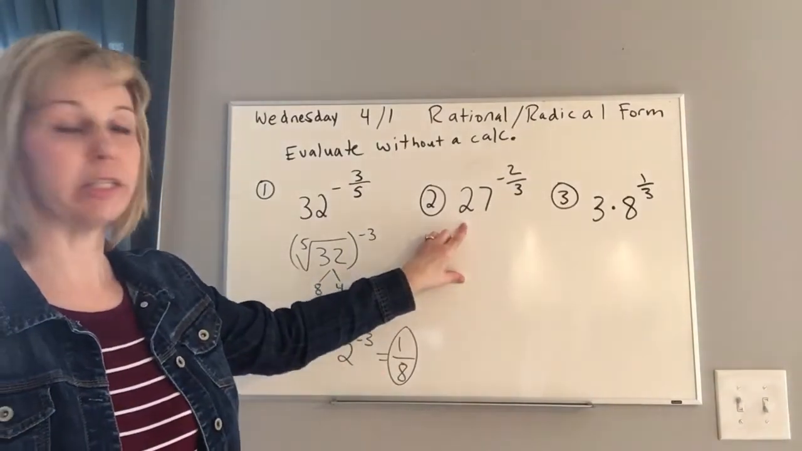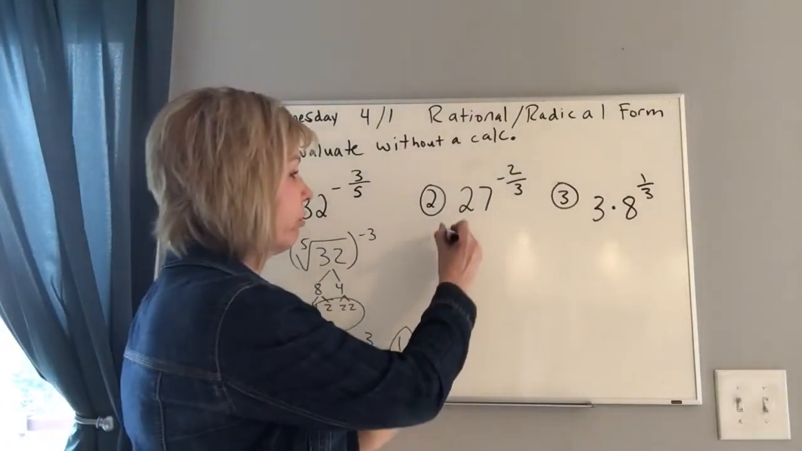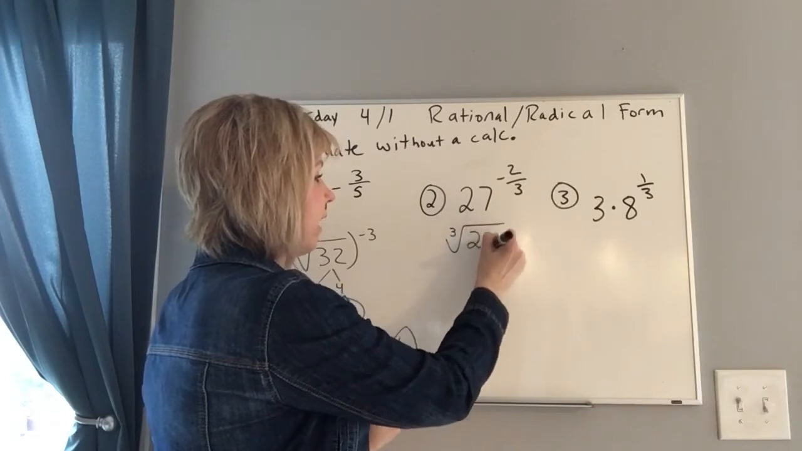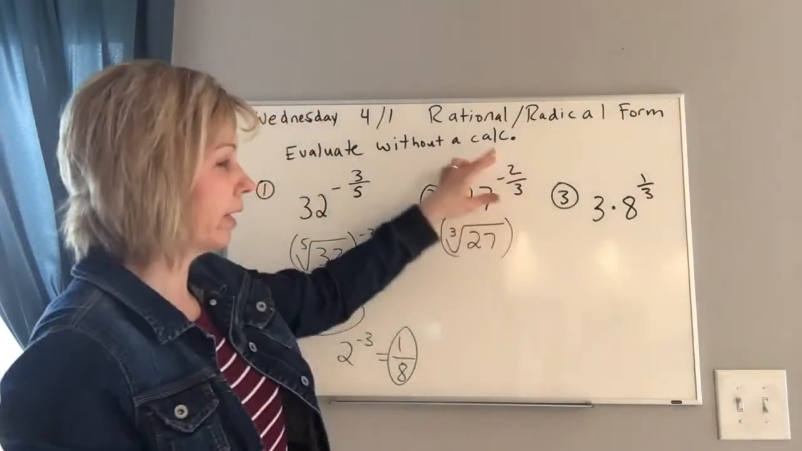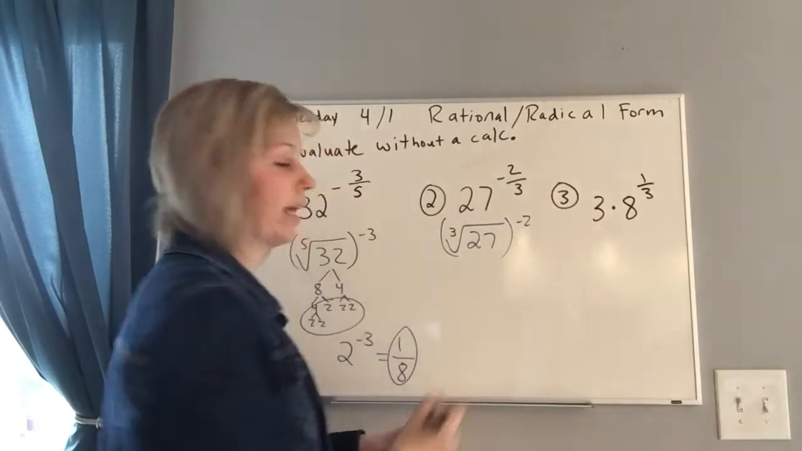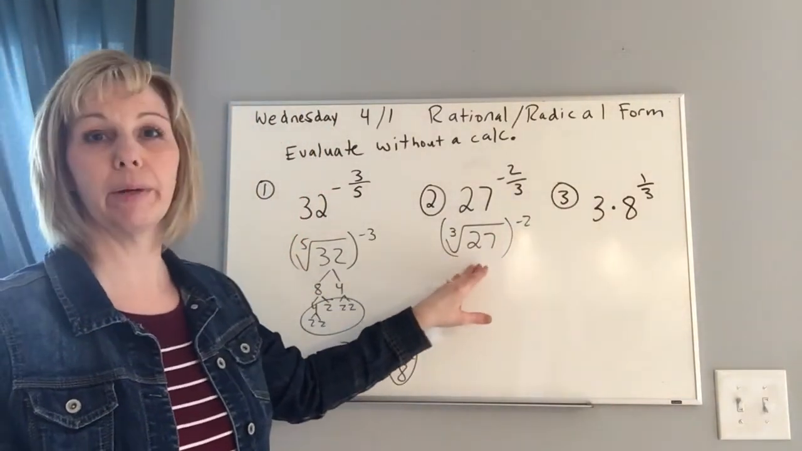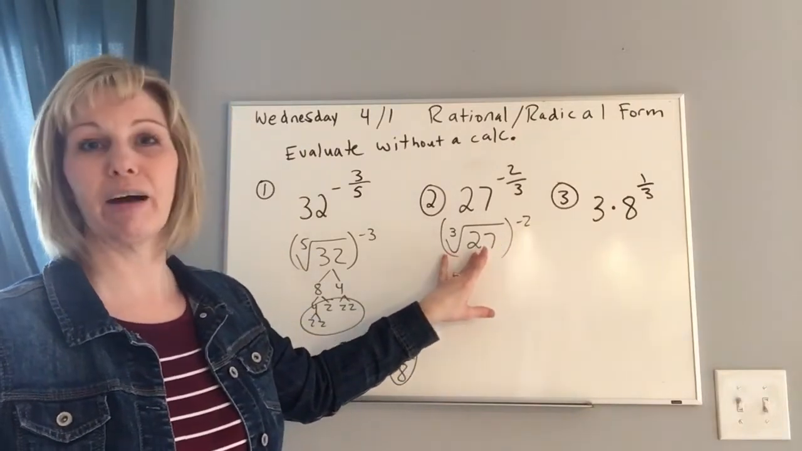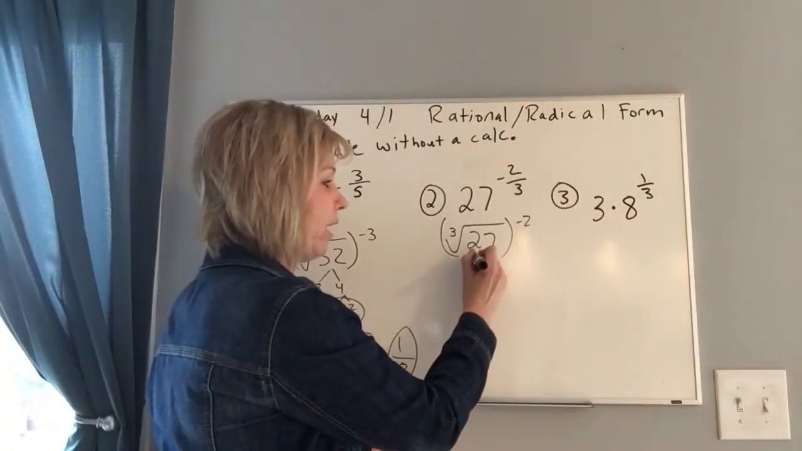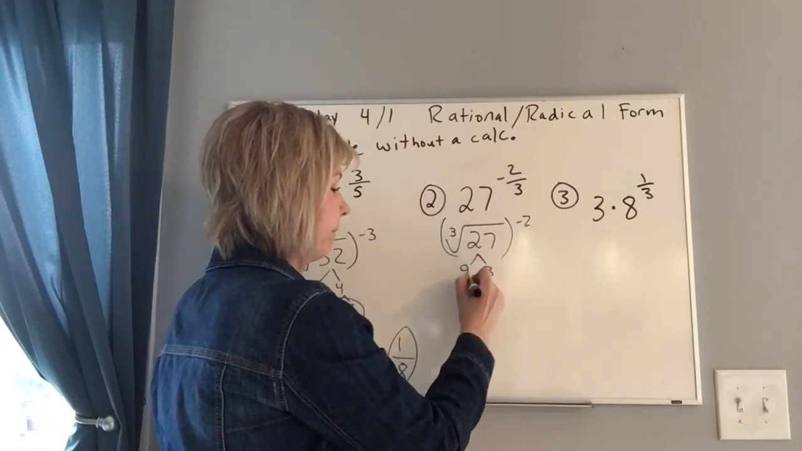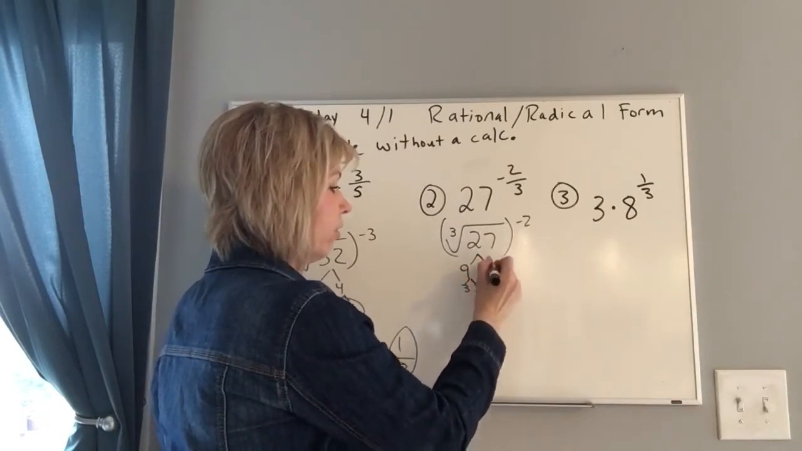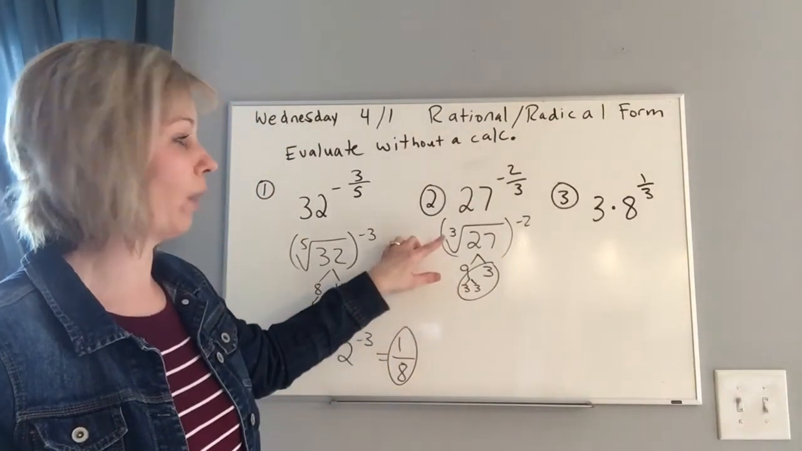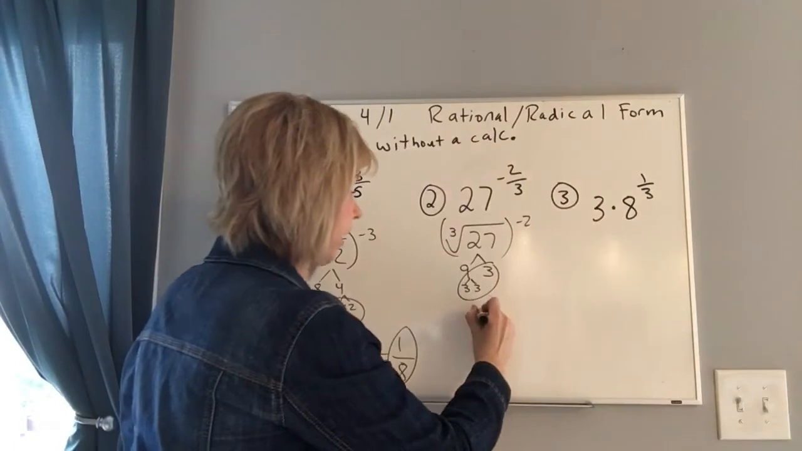Okay, so the number 2 I have is 27 to the negative 2/3. So we have the cube root of 27. So remember, the bottom number is the root. The top is our power. We'll make that the negative 2. So I'd say the cube root of 27 to the negative 2 power. So what times itself 3 times is 27? Again, if you're not sure, let's break it down. Okay, it looks like I have 9 and 3, and then 9 is 3 and 3. I have 3 3's. So the cube root of 27 is 3.